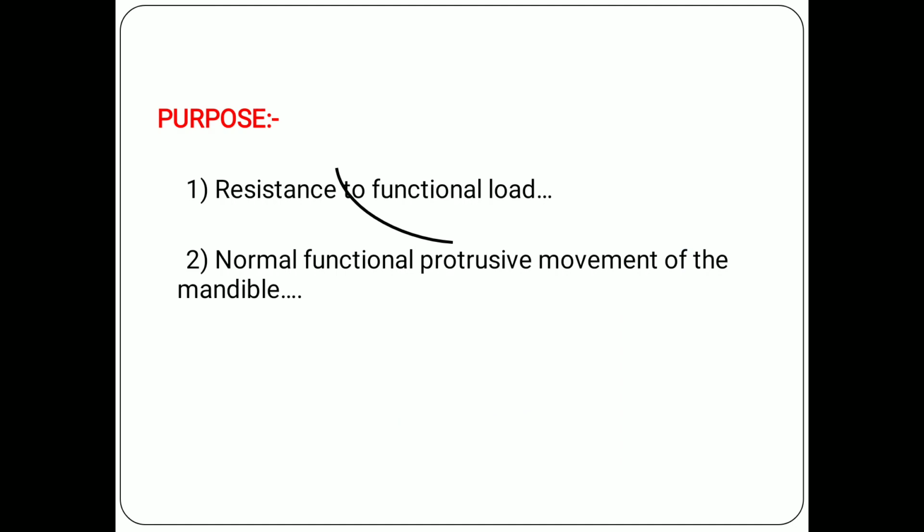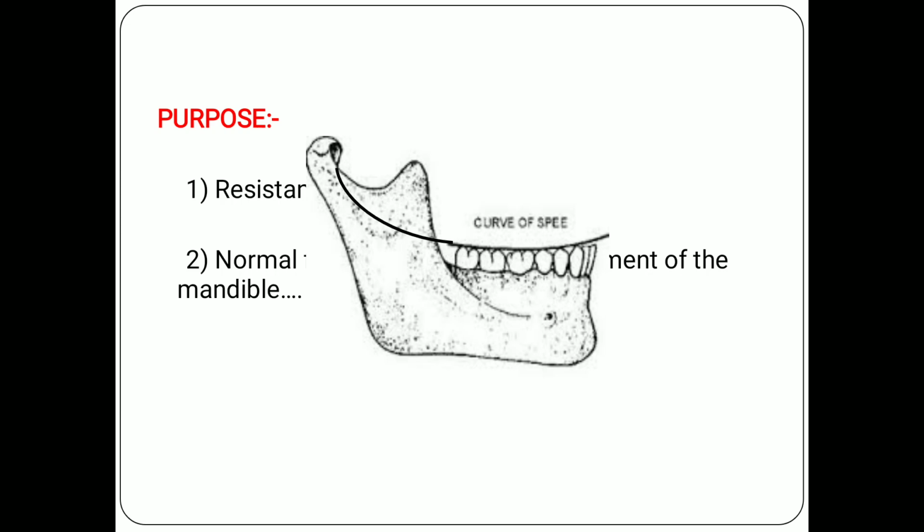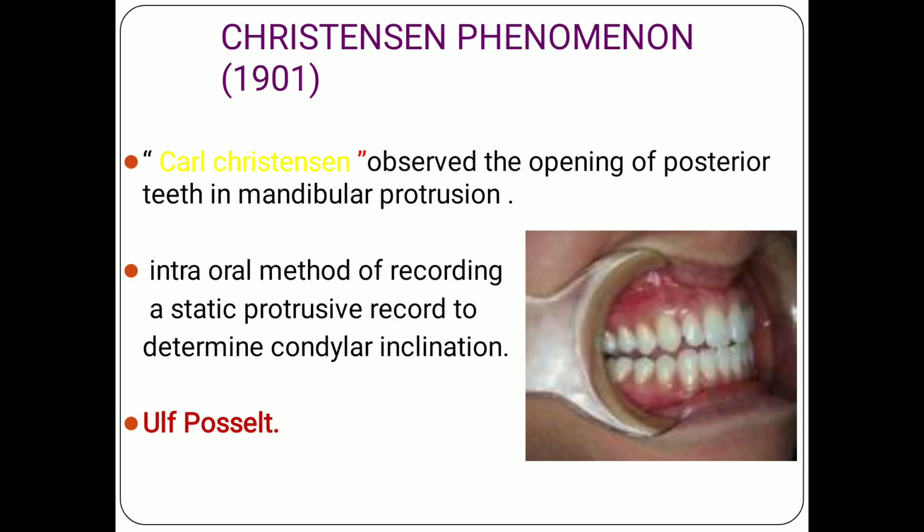Why do we have to establish this? As I already said, all the compensating curves are established mainly to eliminate Christensen's phenomenon. This curve of Spee is mainly established to resist the functional load and the normal functional protrusive movement of the mandible. Right? Christensen's phenomenon will be discussed in the lateral slides.